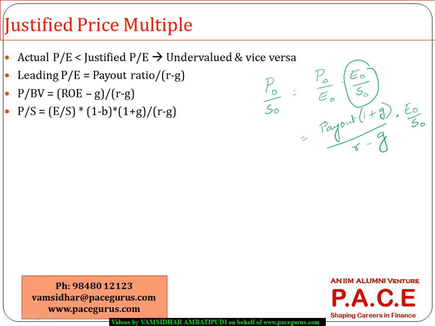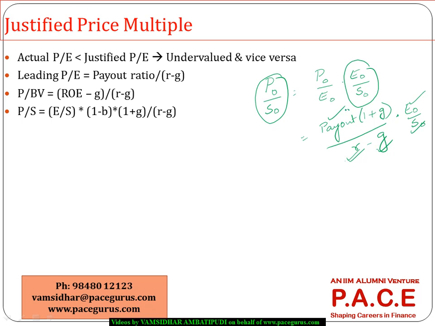So here at least I require a few more variables. I require the payout ratio, the earnings, the sales, the required rate of return and the growth rate. Once I have all these things, I can very well go ahead with arriving at a justified P by S kind of a multiple.